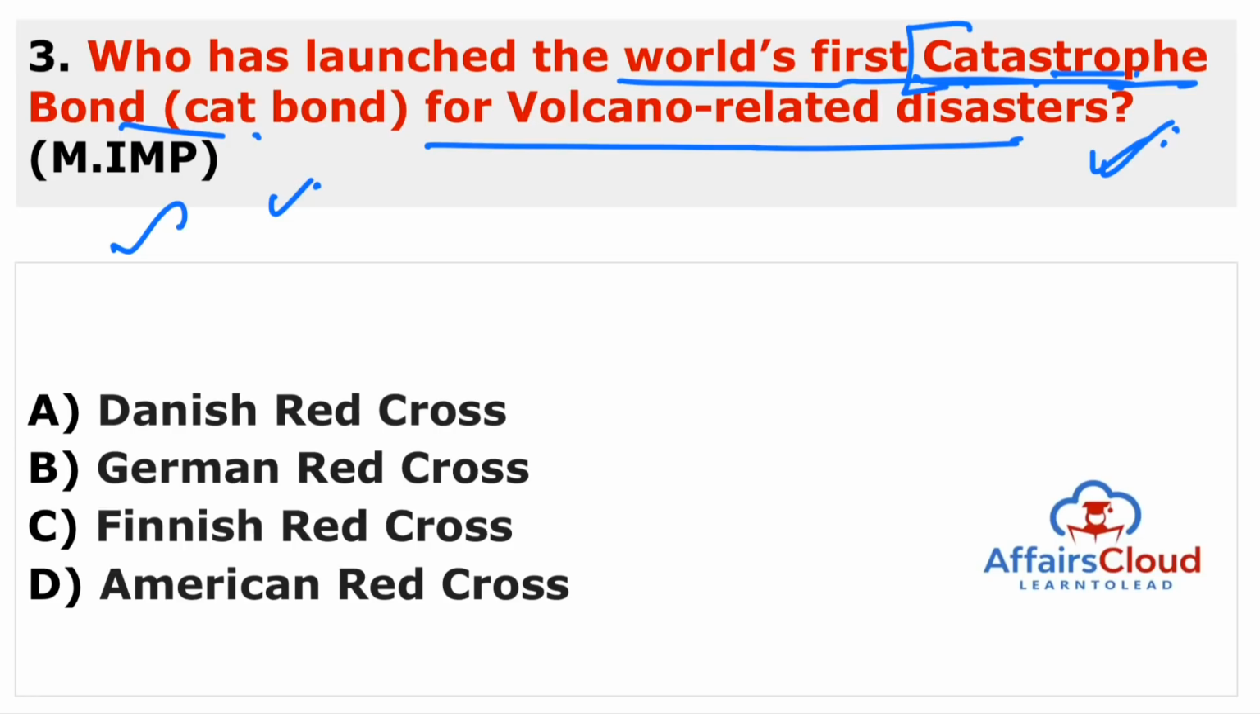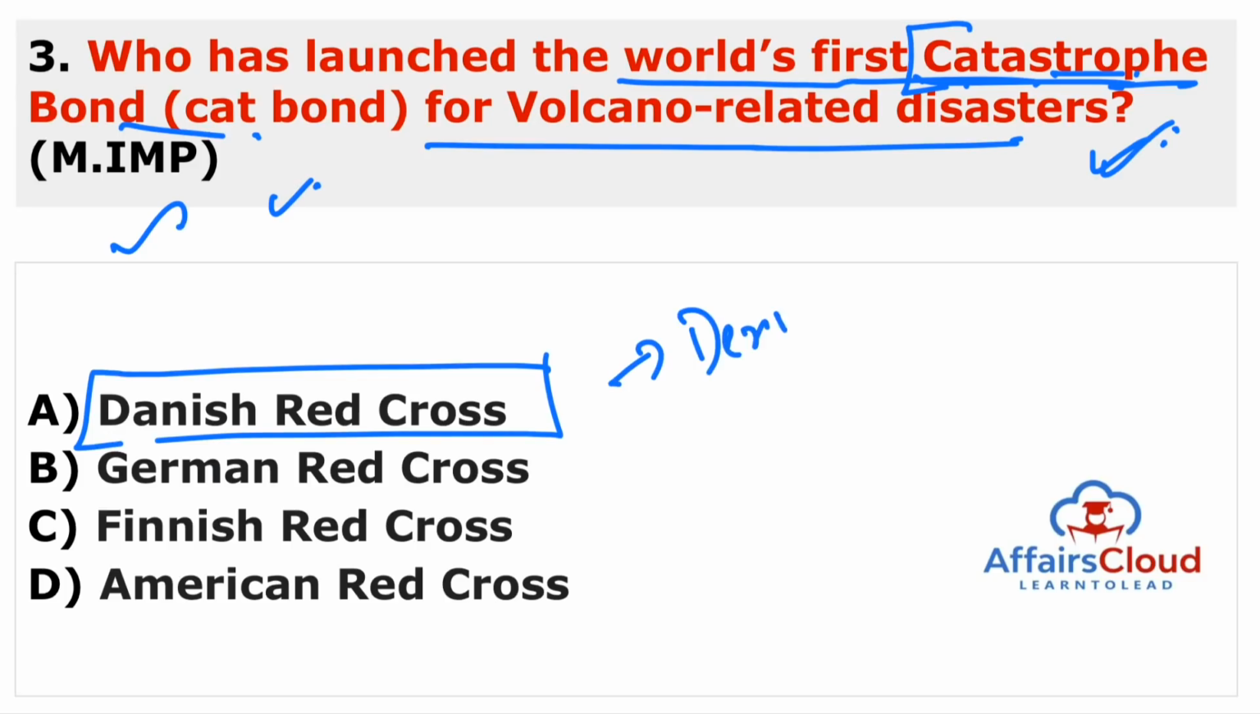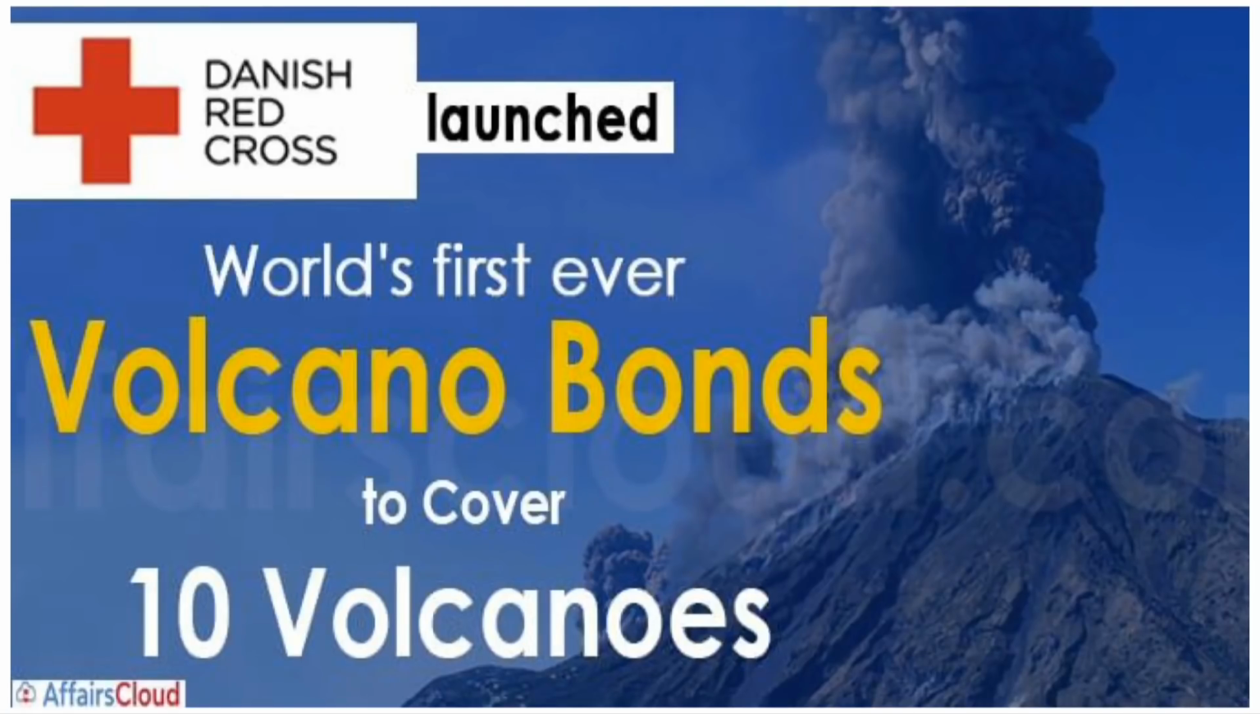And this is launched by which Red Cross organization? It is launched by the Danish Red Cross organization. It means it belongs to Denmark, so you can also remember the name of the country. The Danish Red Cross launched the world's first volcano bonds to cover 10 volcanoes. It means this bond covers a total of how many volcanoes? 10 volcanoes, like Mexico, Colombia, Ecuador, Indonesia, Chile, Guatemala, Cameroon. Mount Cameroon is there, Cotopaxi is there, Nevado is there in Colombia. So they are covering very important volcanoes.